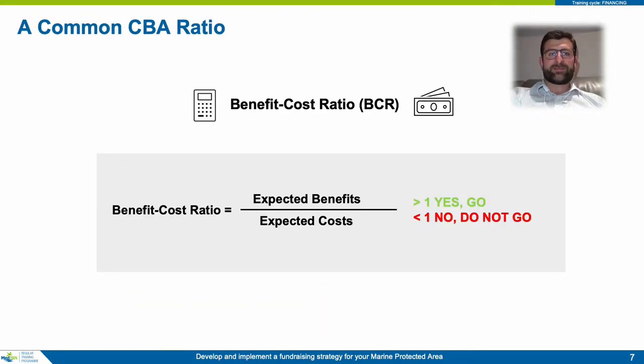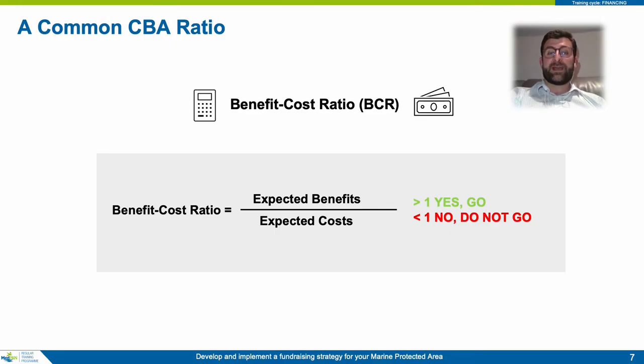Several indicators can be calculated as part of the cost-benefit analysis. Among these indicators, the benefit-cost ratio, BCR, is a common CBA ratio summarizing the overall relationship between the costs and benefits of an activity or project. Interpreting the ratio is simple.